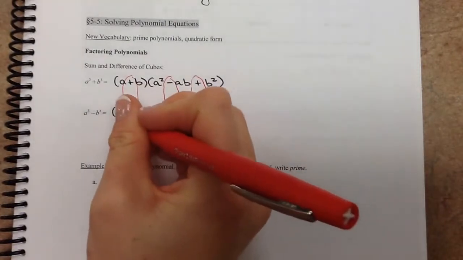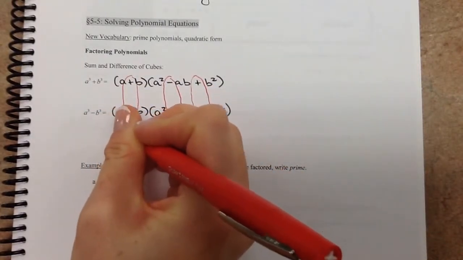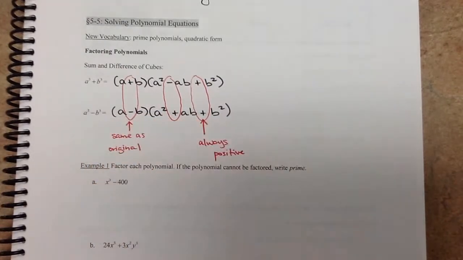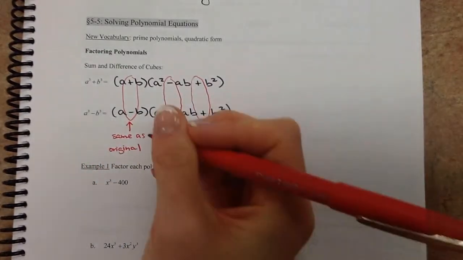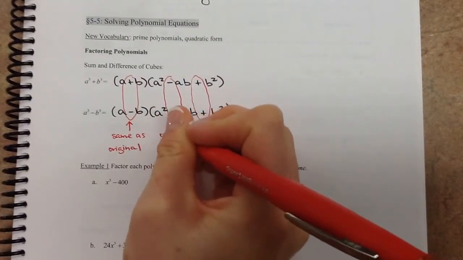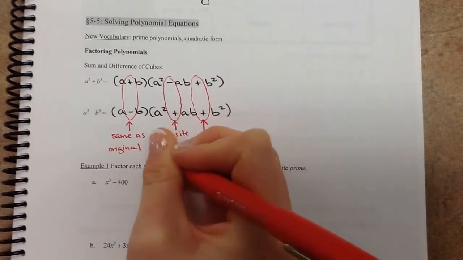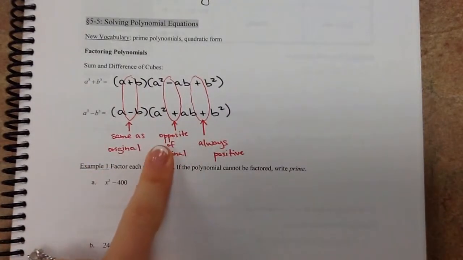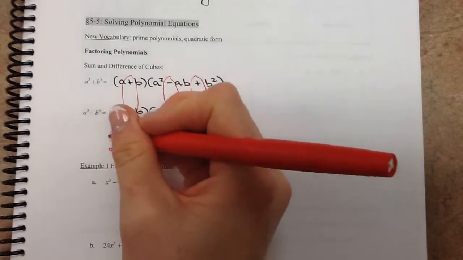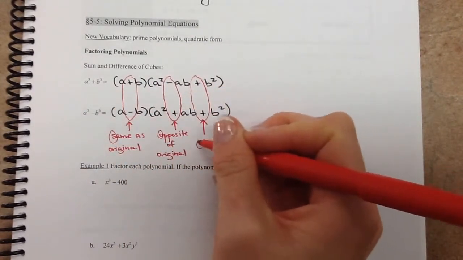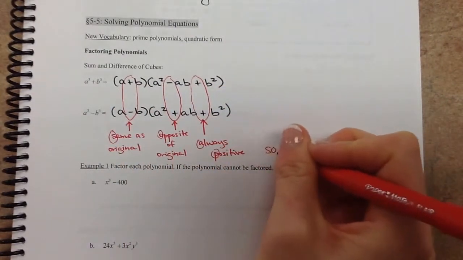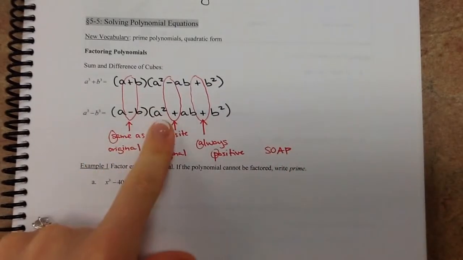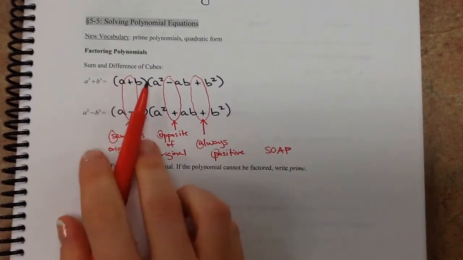All right, so this is the same as the original, and then this middle sign is the opposite of the original. Okay, so same, opposite, and then always positive. You can use the word SOAP to remember that: same, opposite, always positive. And then if you can have this pattern memorized.